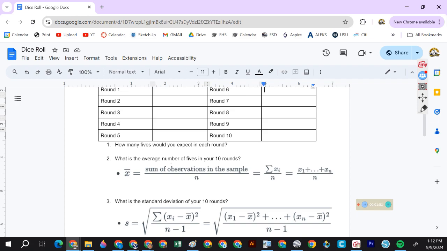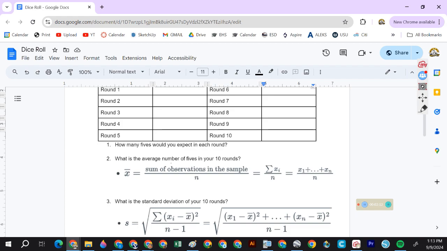By raise of hands, how many of you are over 5 in your average? 1, 2, 3, 4, 5, 6, 7. How many of you were below 5? 1, 2, 3, 4, 5, 6, 7. Oh, did anybody get exactly 5? Oh, I thought somebody did.